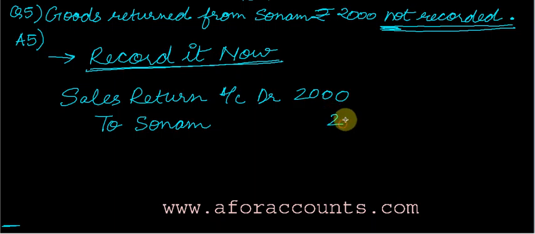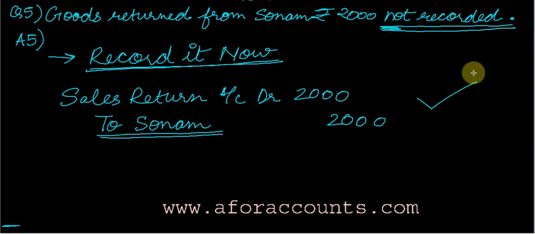Sonam, who was earlier my debtor, had a debit balance. When she returned the goods, she no longer needs to pay. So I need to credit Sonam's account, lessening debtors by the amount of the sales return. So whenever you find "not recorded" in books, don't try to apply the rule of right, wrong, reverse and rectified, because it is not at all recorded. Nothing wrong has been done, it has just been omitted to be recorded. So just record it now, and that is your only solution.